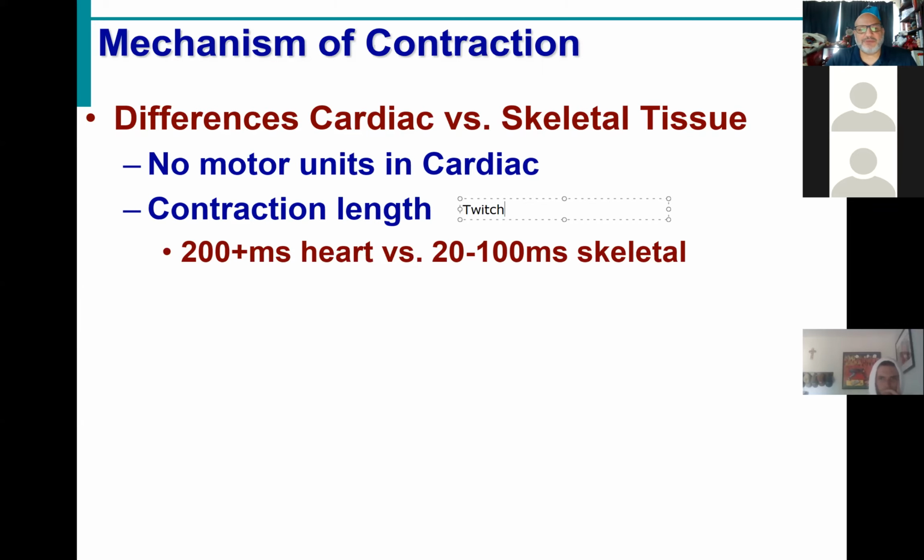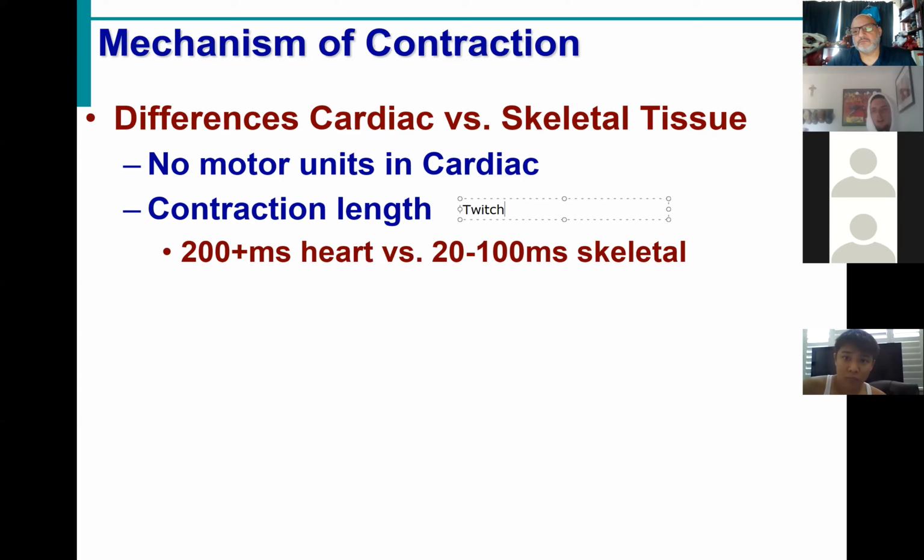Why might there be a big difference in the amount of time for the contraction of these muscle cells? Why would you want a cardiac muscle cell to have such a longer contraction time? So make sure you get all the blood out of the heart. Yeah, it makes it a much more efficient pump.